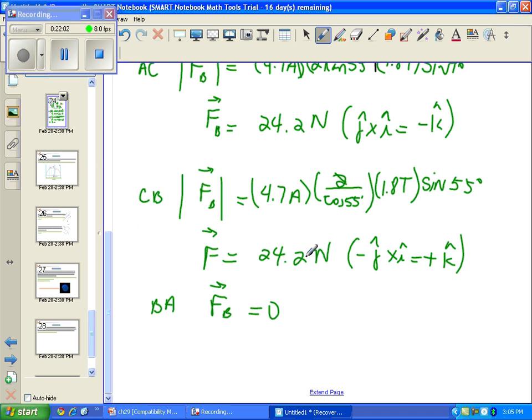But if you wanted to, when you come over here to put the angle, let's go ahead and write 4.7 amps times, this time it would be 2 meters, times 1.8 Tesla. But the sine here would be the sine of 180, which gives us 0 anyway. So we don't even need to bother to go any further with that.